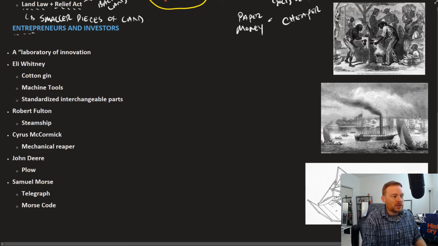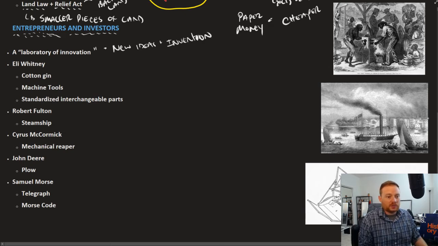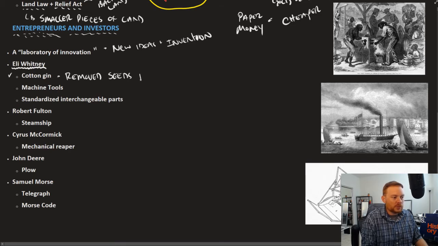It was also a great time in inventing and entrepreneurship. The United States in this particular period, this industrial period, was referred to as a laboratory of innovation. Innovation is more or less new ideas and inventions, some of them having a very important impact on American life and really on the world. Probably the most notable of these was Eli Whitney. One of his inventions, the cotton gin, this removed seeds from cotton.